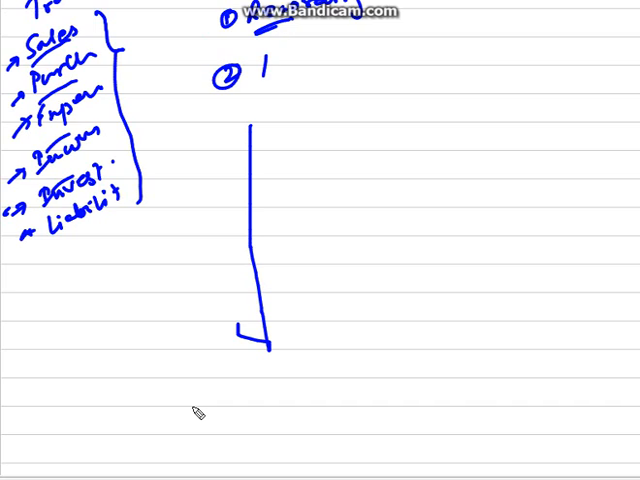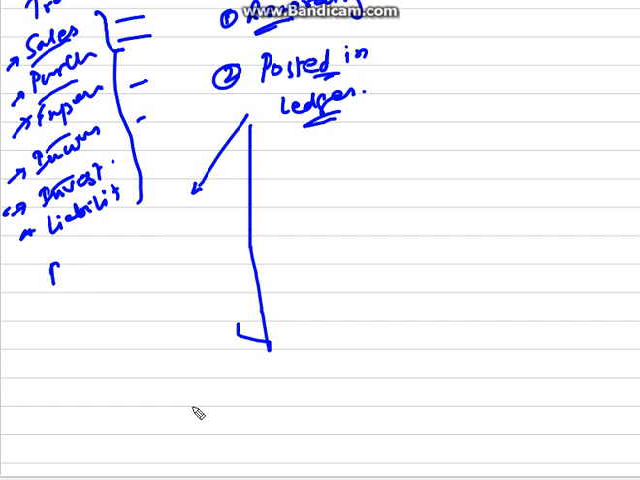Then second, the same things would be posted in the ledger. Posting to ledgers would be done according to the sales and purchases done, the expenses done, and the incomes generated. All different ledgers would be created. Now what are ledgers? Ledgers are prepared for personal accounts.